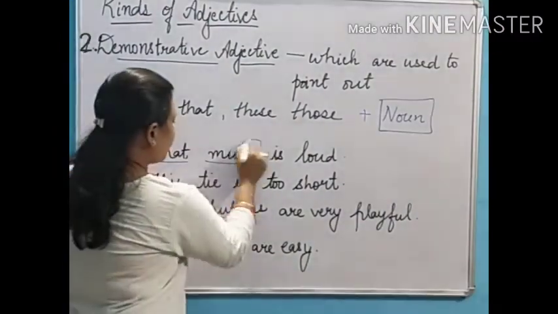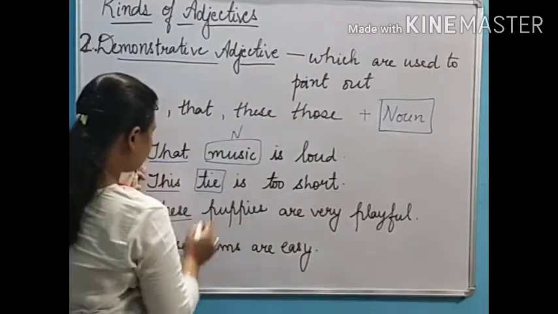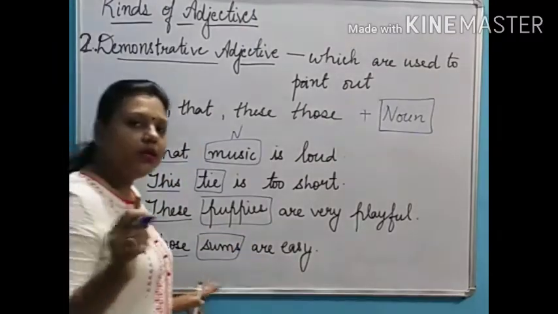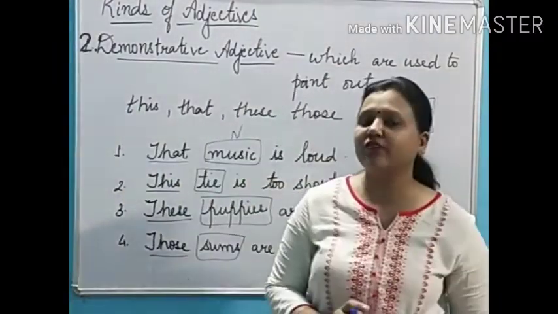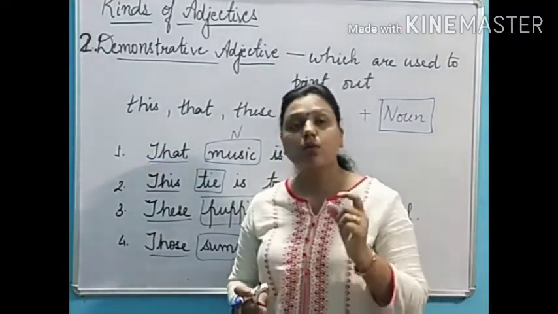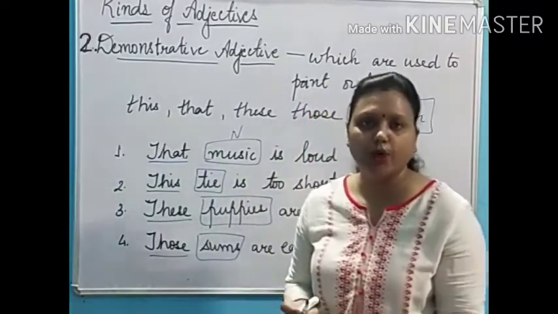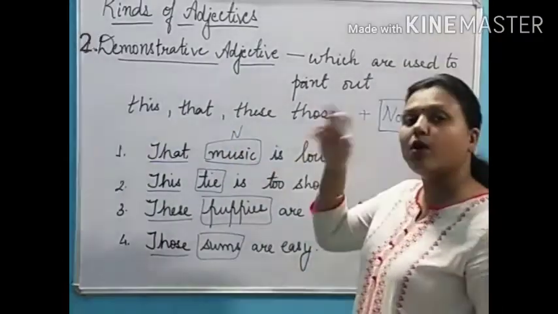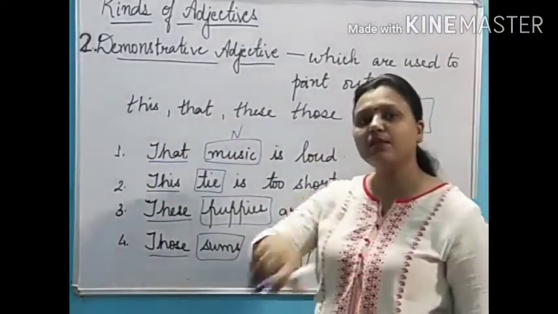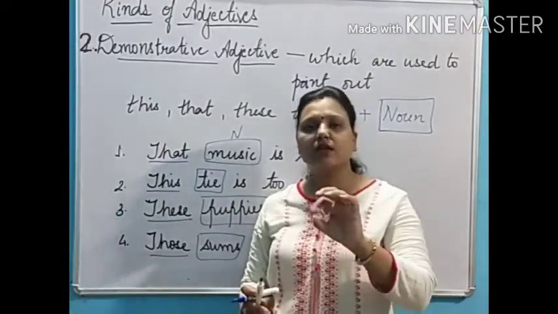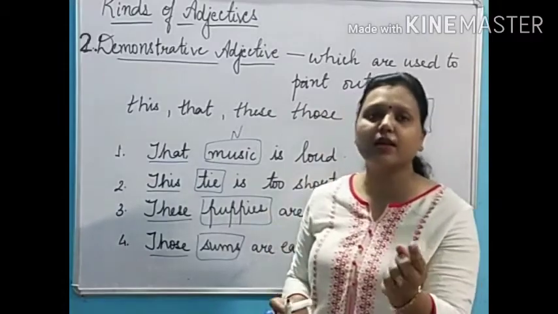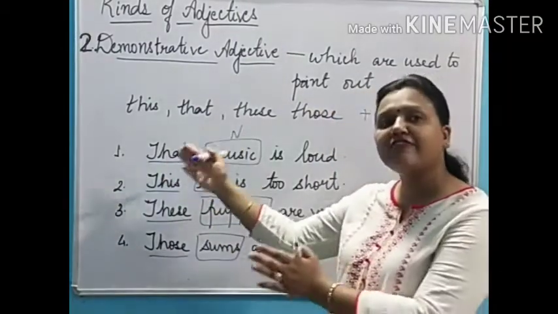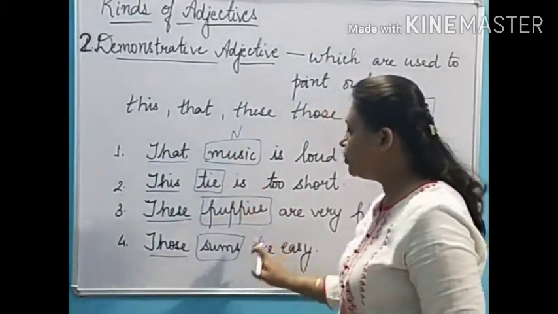That music. Music is noun. This tie. Tie is noun. These puppies. Puppies, noun. Those sums. Sums, noun. So what you need to understand is, when we talk about demonstrative adjectives, and we know adjectives are those words which are used to describe the noun or pronoun, so these are nouns. Whenever we use the demonstrative adjectives, you will always find a noun placed immediately after it. Bachche aksar confuse karte hain the difference between demonstrative adjectives and demonstrative pronouns. So usi ki ek hi pehchan hai, wo ye ki demonstrative adjectives mein aap dekhenge ki after the demonstrative adjective there is a noun always.